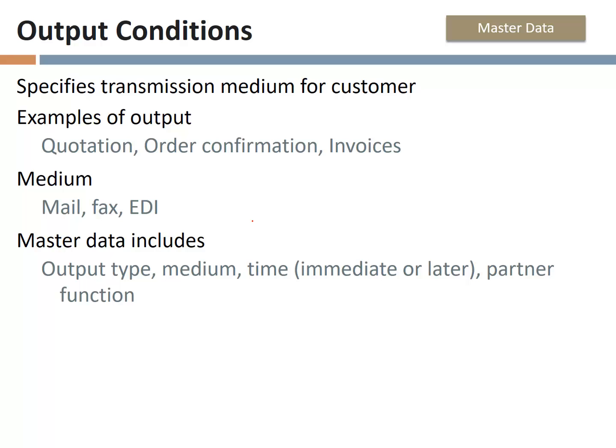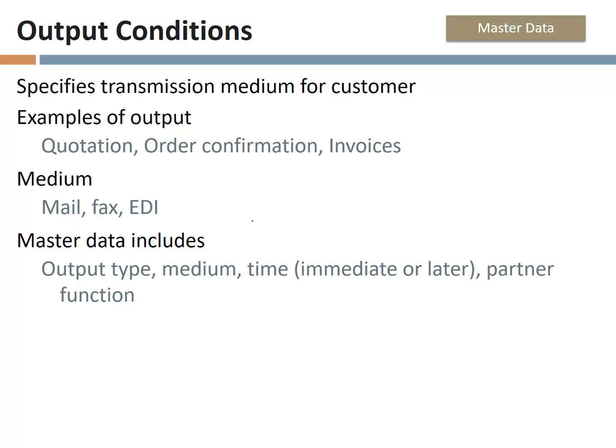So what's going to be specified here is what's the output type, what's the medium. Some things we might fax, whereas other things we send in hard copy via mail. When do we want this to go out? Do we want this stuff to go out immediately, or do we want to just send invoices every Friday or whatever have you? And then we can pull from the partner functions here, because the partner functions are going to tell us, okay, we shipped it to this address, but we send the bill to this other address. And so we pull from those partner functions to understand various facets of routing.